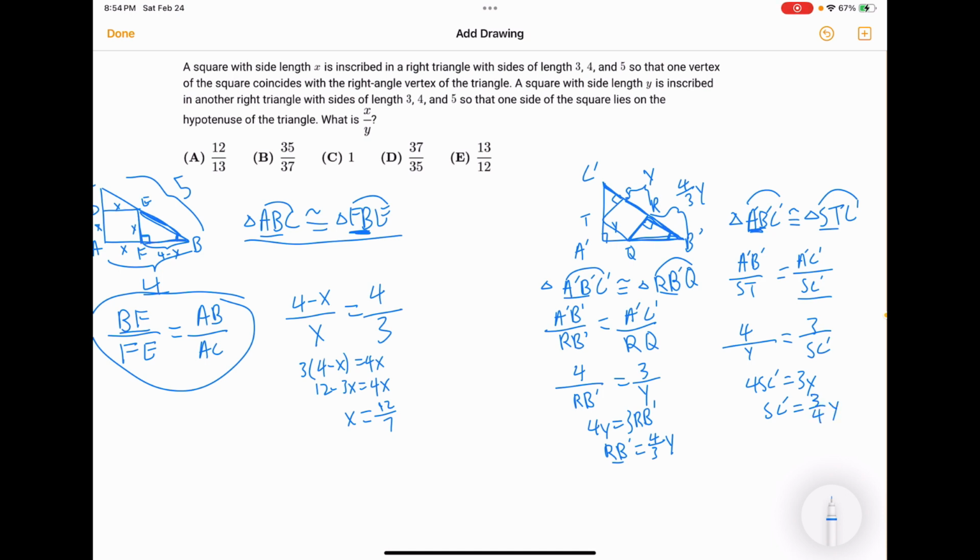Okay, so now we have solved for SC' in terms of y, and that is perfect because now we have an equation that only contains the variable y. And so we can just solve for that.